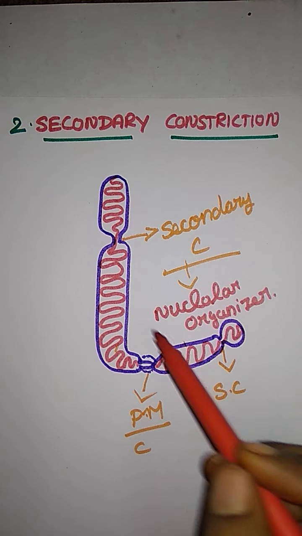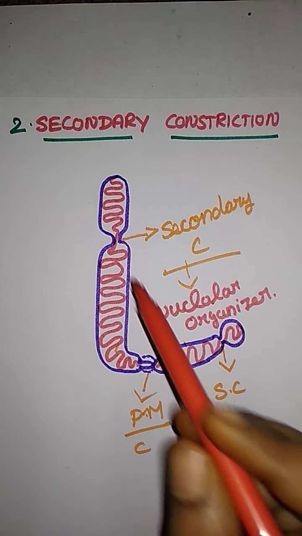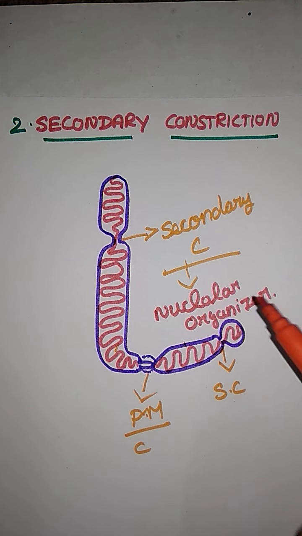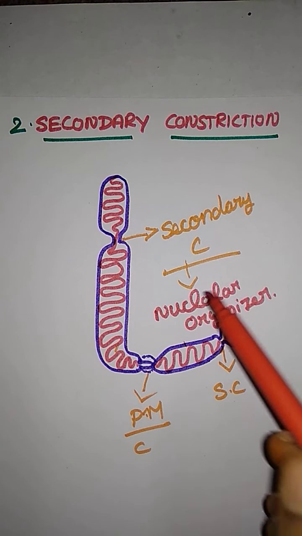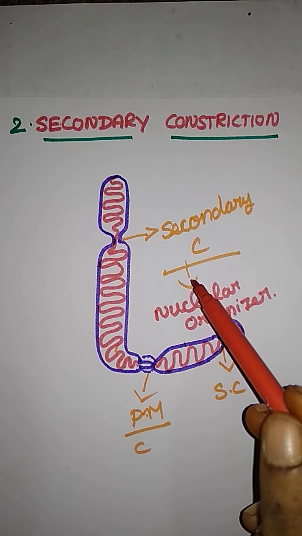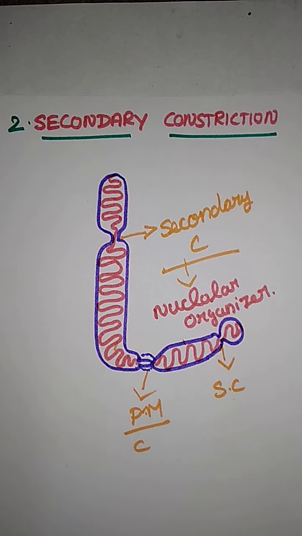Okay, when they are formed at the time of cell division, they form a secondary constriction, mainly in the interphase stage. At that time they form a nucleolar organizer, and that is the secondary constriction. So that's it for the secondary constriction.